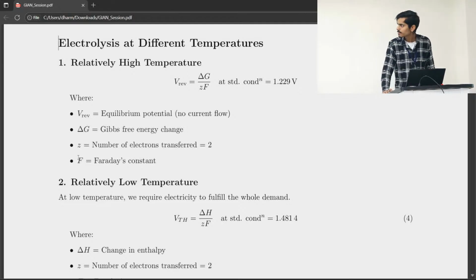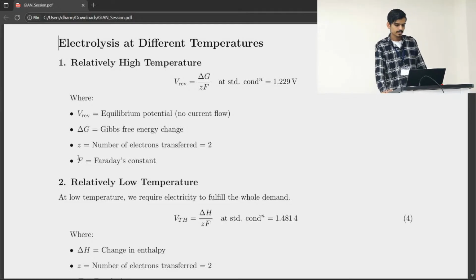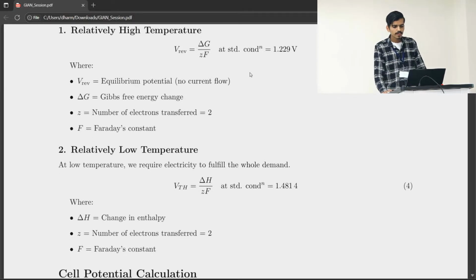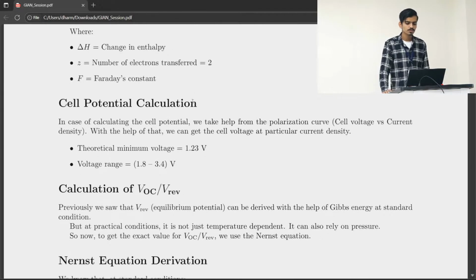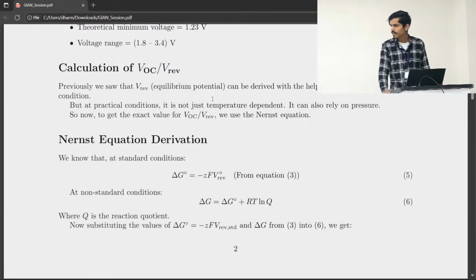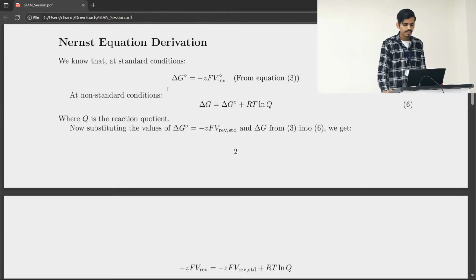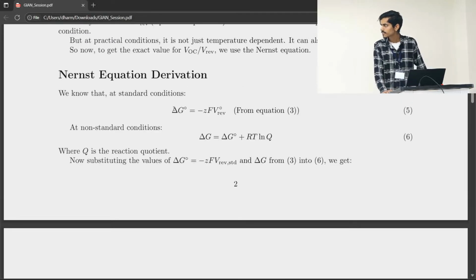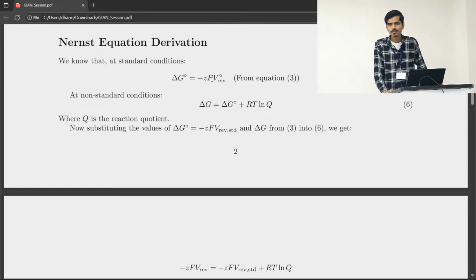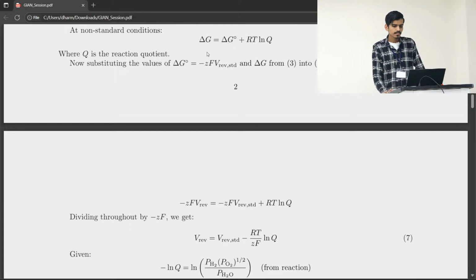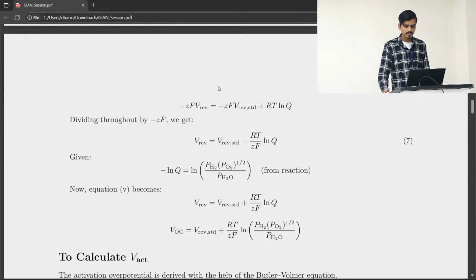Here the new term is F. F is the Faraday constant. Using this value we can calculate the standard V reversible voltage, which we are going to use as the open circuit or reversible voltage for non-standard conditions. At non-standard condition, when we require the reversible voltage, we take the help of the Nernst equation. As we know, delta G is equal to delta G naught plus RT ln reaction quotient, which is represented by Q here. Delta G naught is equal to this from our equation.